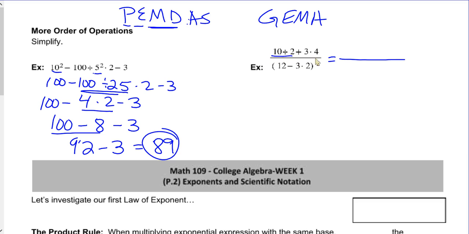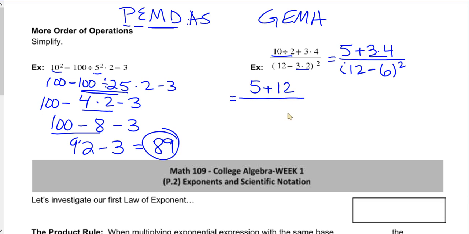So we need to do 10 divided by 2, which is 5, plus 3 times 4. So again, don't do too much. In here, I have a minus and a multiply. So the multiply is what comes first. So I'm going to write that as 12 minus 3 times 2 is 6. Don't forget the little square outside. All right, so looking at the top, I'm going to come down here. Between add and multiply, I have to multiply first, so I'm going to go 5 plus a 12 when I multiply those. Underneath, I'm going to do the parentheses, which is 12 minus 6, which gives me a 6.